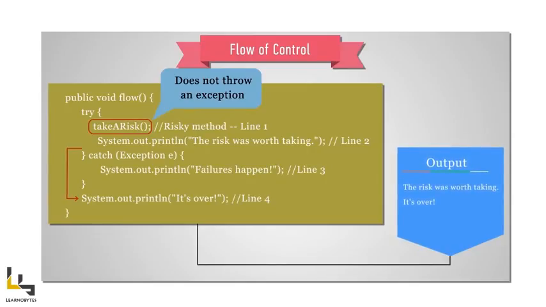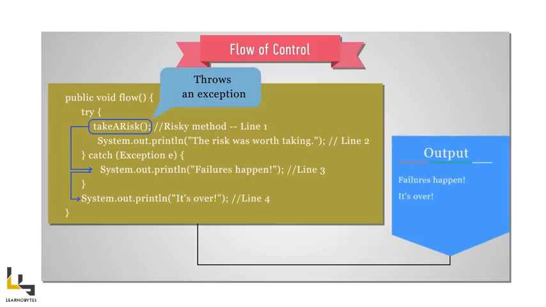On the other hand, if takeARisk does throw an exception, code in the catch block runs. Rest of the try block never runs. After catch block, the code below the catch block runs. Line 3 and line 4 will be printed as output.